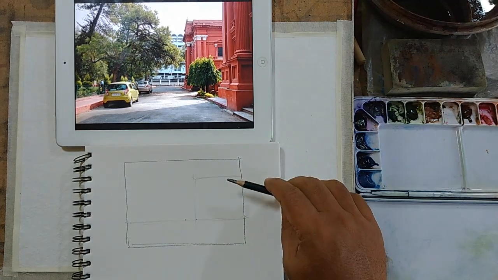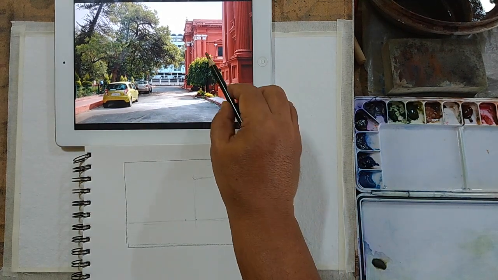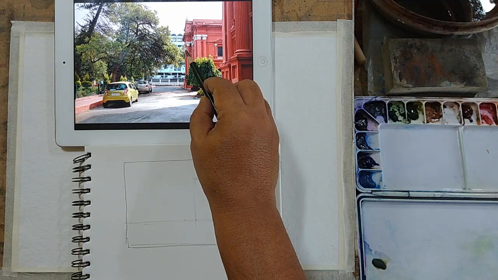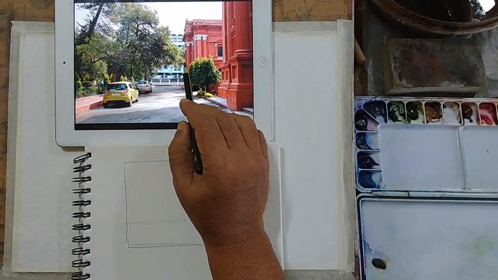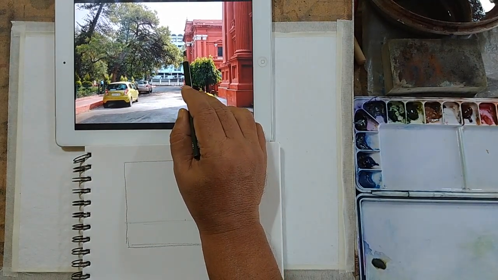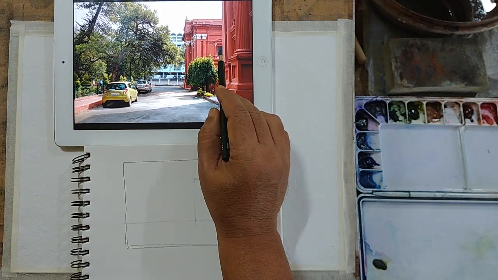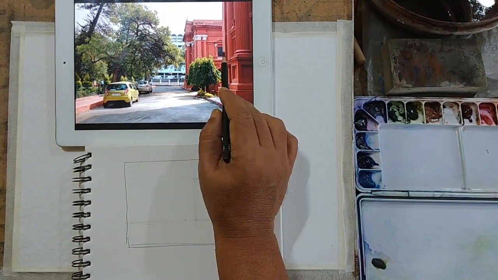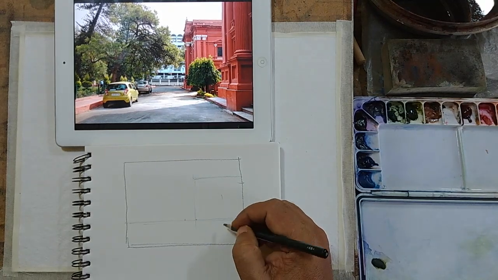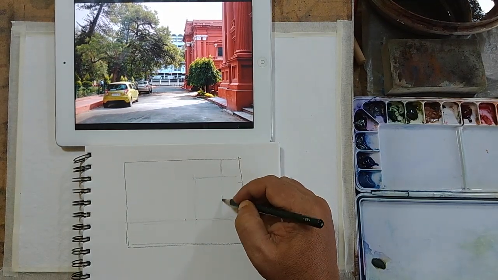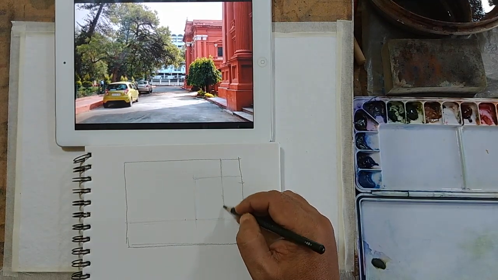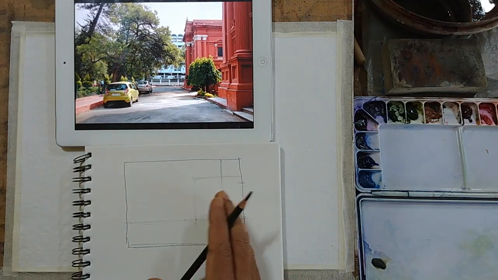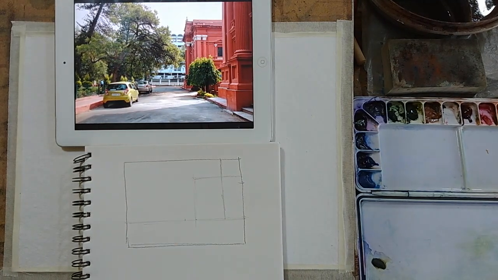So where exactly is that blocking? If you take this width, this line corresponds to this particular line. Take this line, this to this, this is more than half. So somewhere here the nearby structure will come. Okay, I would usually do all these things in my mind, but now I am explaining the process.